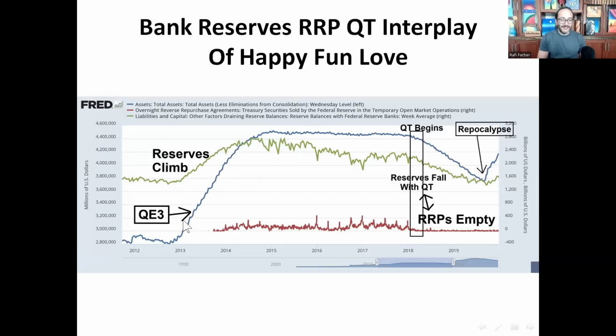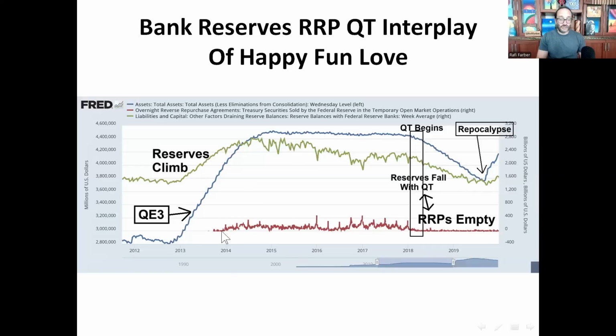So this one is QE3, right? This is the assets. So this is basically the Fed's balance sheet. You can see it goes up in QE3 of 2013. And as QE3 rises, you can see the bank reserves in this other color that isn't blue or red rise as well. It goes up and up and up. And then as QE3 stops, you can see that the Fed's balance sheet is steady over here.